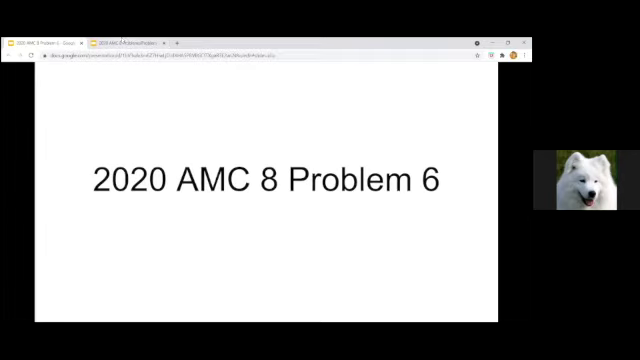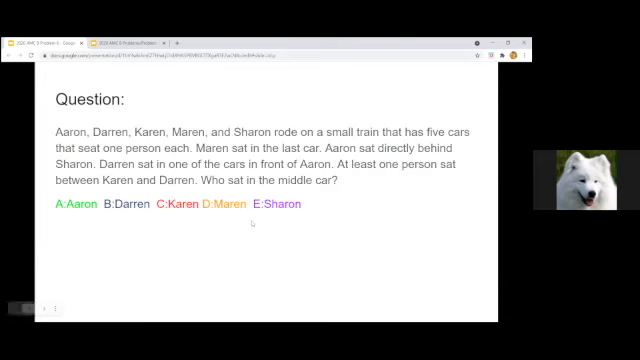So this is one of the questions from the 2020 AMC 8, problem 6. Aaron, Darren, Karen, Marin, and Sharon rode on a small train that has 5 cars that seat 1 person each. Marin sat in the last car.